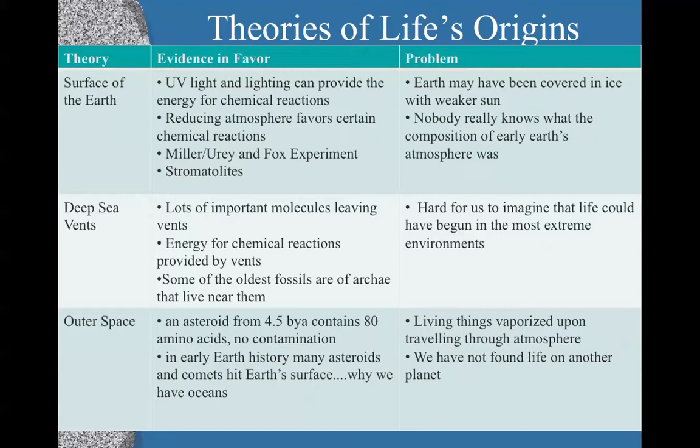Outer space is another theory of where life got its start. We do have an asteroid from 4.5 billion years ago that has 80 different amino acids, and they are not contaminated, meaning that those amino acids are not naturally found here on Earth. So we know that they came from the asteroid itself. And we also know that in early Earth's history there were many asteroids and comets hitting the Earth's surface, which is why we have oceans. Remember that the oceans were formed by ice comets.